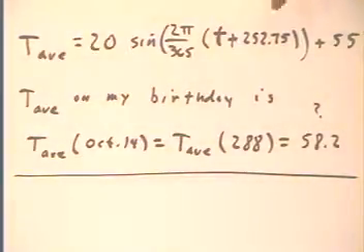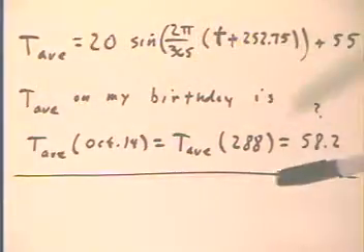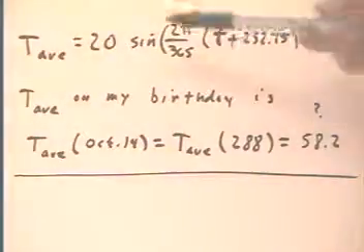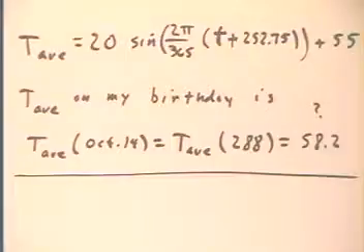On a calculator, we would add 288 to 257.75, multiply that by 2 pi, which is about 6.28, that would be close enough, and divide that by 365. Then we'd have a quantity. We take the sine of that quantity, making sure that we're in radian mode, multiply by 20, add 55.